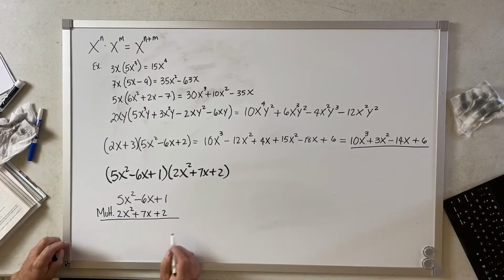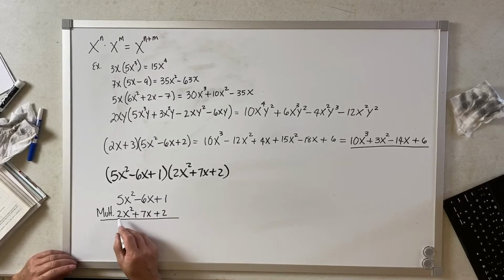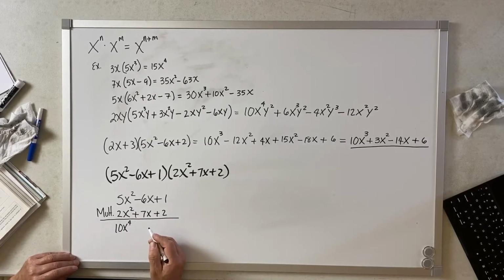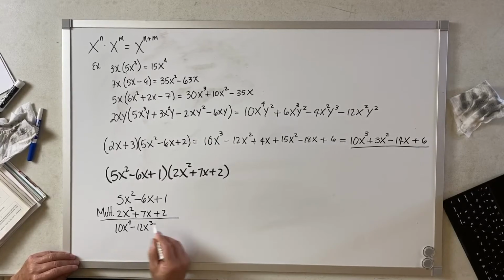Okay. I'm going to multiply 2x squared times all of them. 2x squared times 5x squared is going to be 10x to the fourth. 2x squared times negative 6x is going to be minus 12x cubed. And 2x squared times 1 is going to be plus 2x squared.